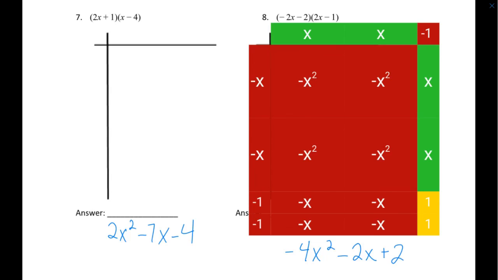So this has been an intro to multiplying polynomials using algebra tiles. This is not how we're always going to multiply because we do have some faster, maybe easier ways of multiplying. Also, not all polynomials work with algebra tiles.